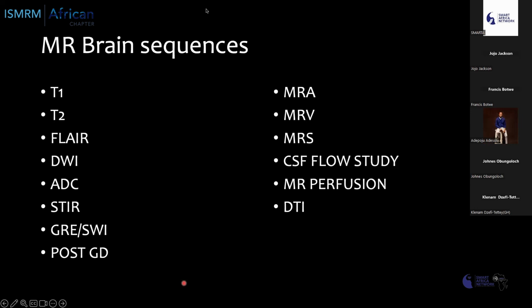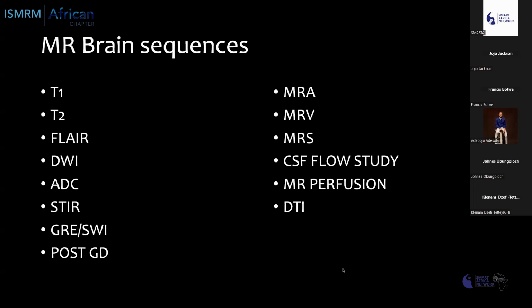So depending on the indication of the MRI, the basic ones, you have a T1 weighted, a T2 weighted FLAIR or STIR sequence. You have the DWI, the ADC, and we'll look at the GRE SWI. We'll go through the full names. Post-gadolinium T1 images. You can have the MR angiogram, venogram, the spectroscopy, CSF flow, MR perfusion, and diffusion, DTI, diffusion tensor imaging. So there are more images that we can use the MRI to obtain.